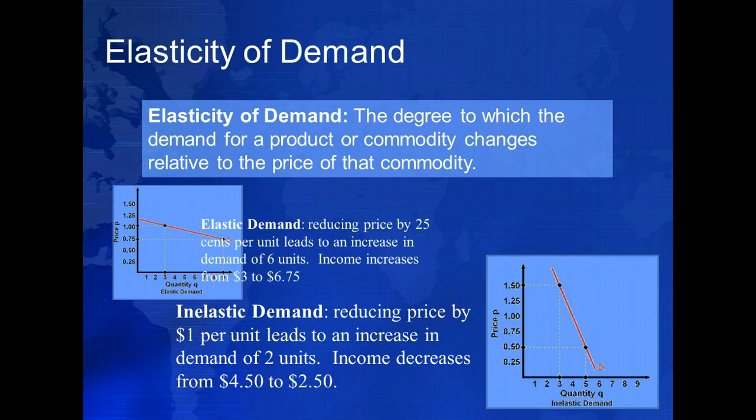But when demand is relatively inelastic, the increased demand may not offset the loss per unit sold. Here we see that reducing the price of a commodity from $2 per unit to $1 per unit only generates additional demand for 2 units. As a result, total income decreases from $4.50 to $2.50.